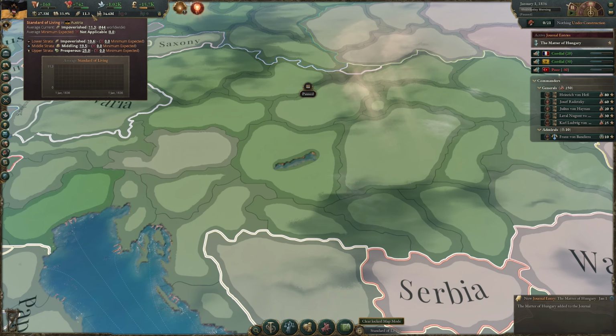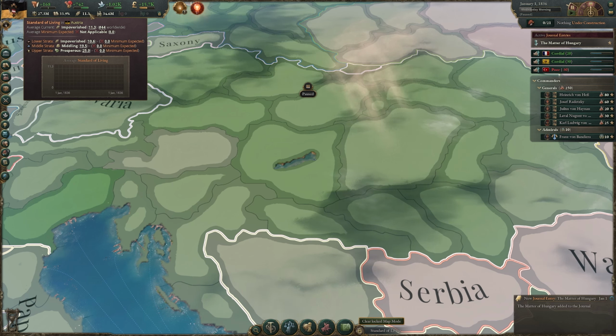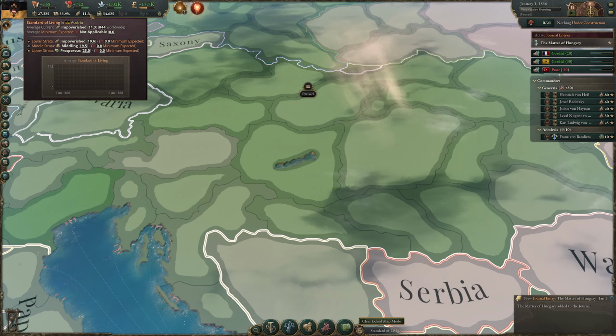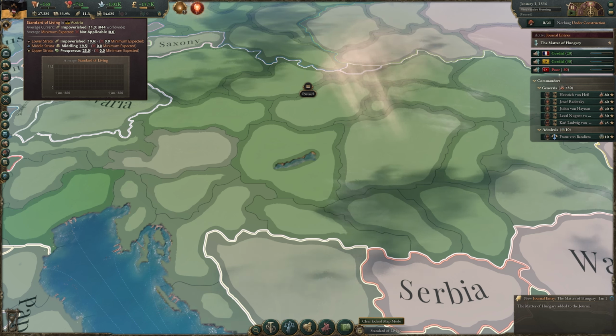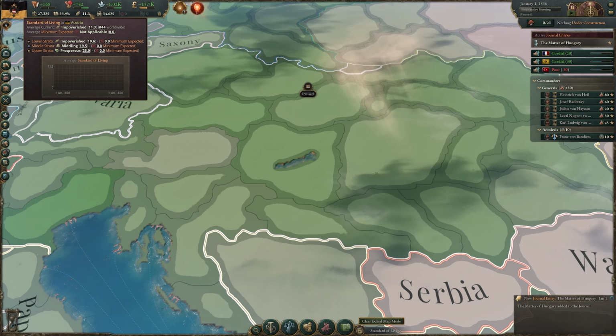Your standard of living is important. It is very important. It basically lets you know how well your pops are living. Right now, 11.3 on average across all of your population is not good. It is impoverished. Now, there are ways we can increase this.